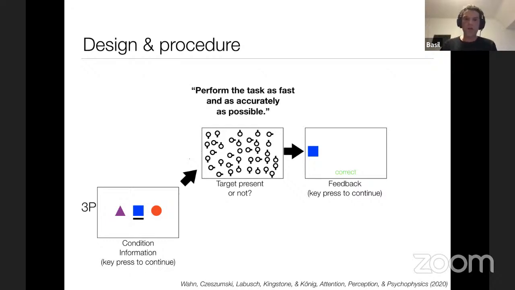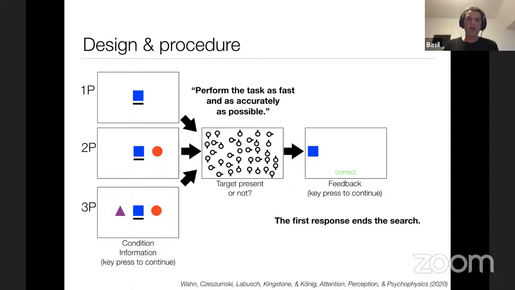The instruction was to perform the task as fast and as accurately as possible. Also, what's important is that the first response would end the search. So if one of those three co-actors pushed the button to say a target is present or a target is absent, then this would already end the trial. After that, participants would receive performance feedback and see who pressed the button.